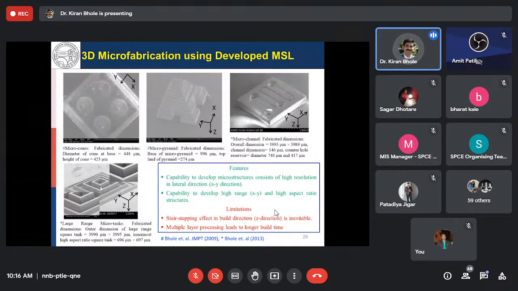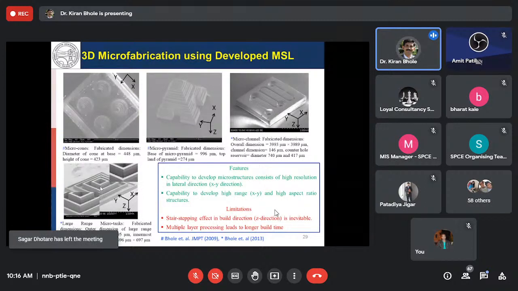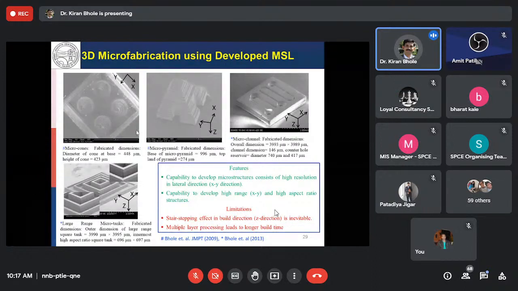Now, this is all about the features of the process. What are the limitations? The limitation is that using MSL, there is a staircasing effect in the build direction, and that is inevitable. You can see in the first two structures, in the build direction, it is formed layer by layer, and the staircasing effect is clearly seen.